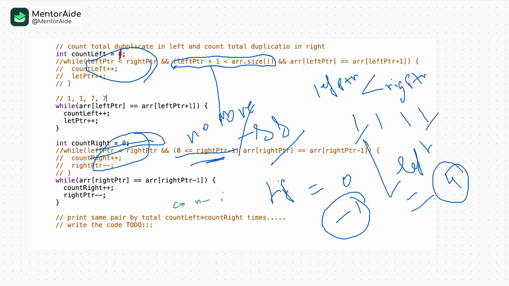Yes, sir. And what will be the count by the right pointer? It will also be 4. And 4 into 4 is 16. Do you see that is happening? You counted each value 2 times, in the left also and in the right also.